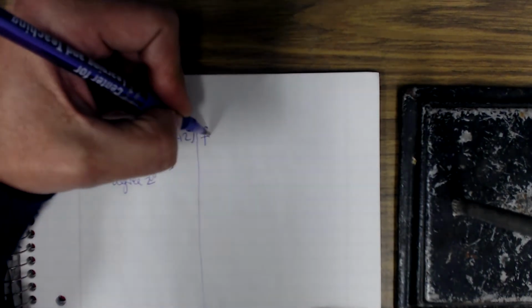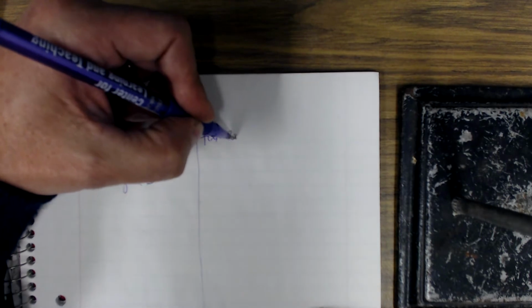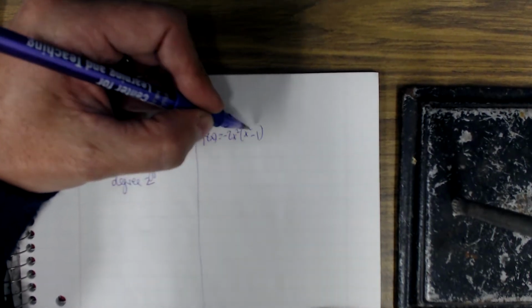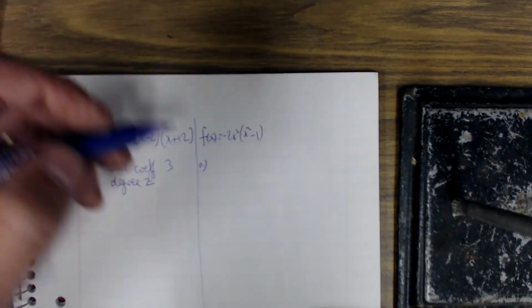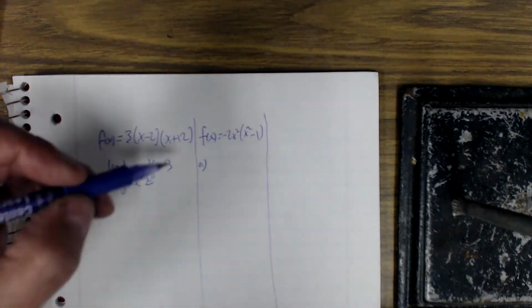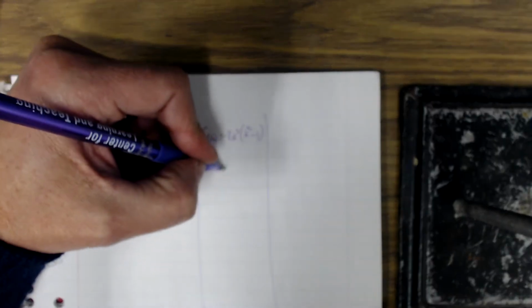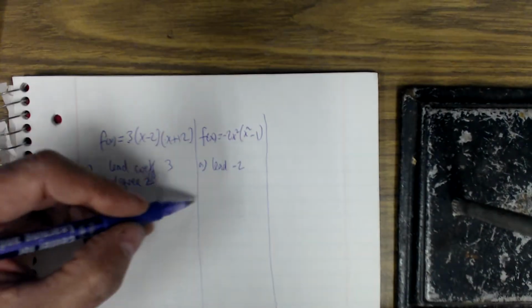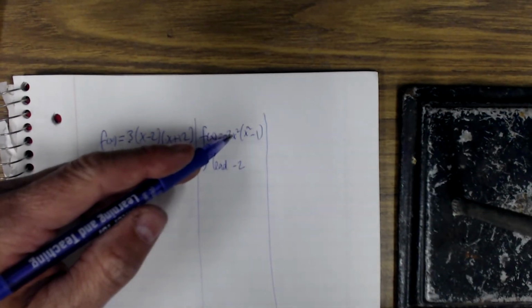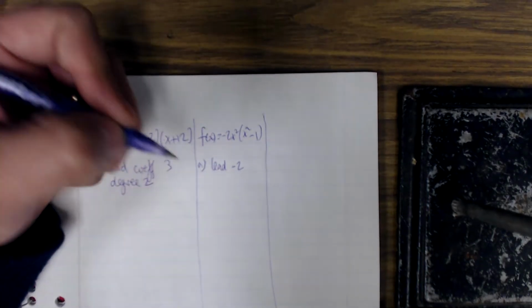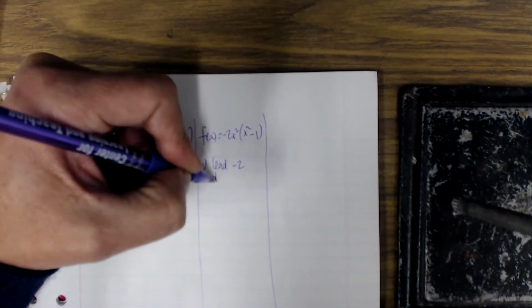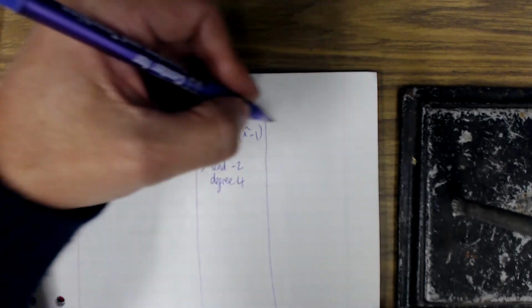Okay, we'll do the second one. f of x equals negative 2x squared minus 1 squared. We're just doing part A. We know the leading coefficient is negative 2. We know the degree will be 4, because if I multiply this out, it'll be x squared times x squared, which is x to the 4th. So the degree is 4.